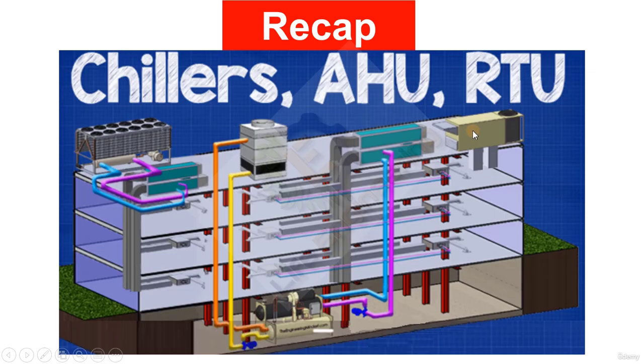And this is the package unit, which has the air handling unit and condensing unit, and it distributes the air to the spaces. The air handling unit distributes the air to the spaces, similar for this air handling unit. I hope now you have the overall vision of all the equipment that we have.